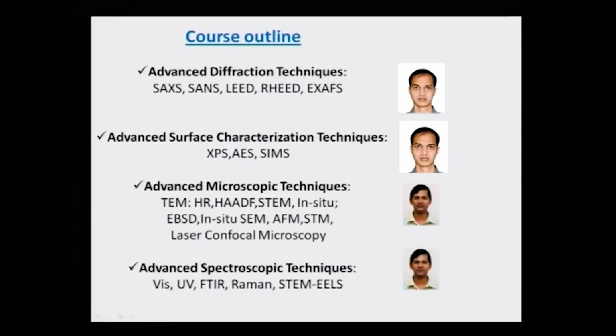And the last part of the course is basically on advanced spectroscopic techniques, which are very important nowadays for research on nanomaterials and many other things. This includes visible, ultraviolet, Fourier transform infrared, Raman spectroscopy, as well as, in the microscopic techniques, the STEM electron energy loss spectroscopy. So, this course basically talks about the advanced characterization techniques.